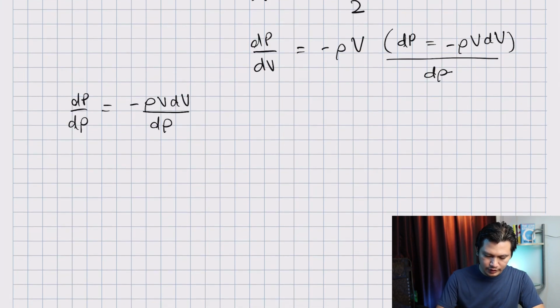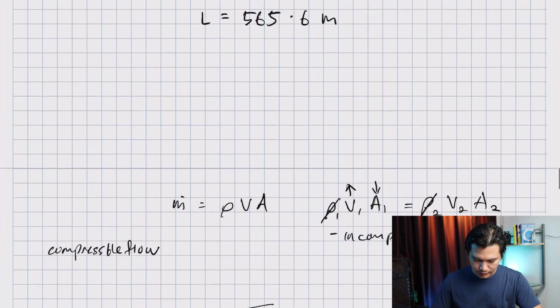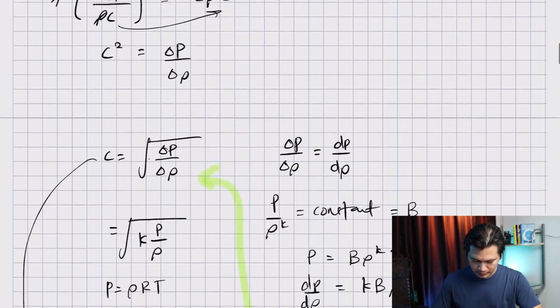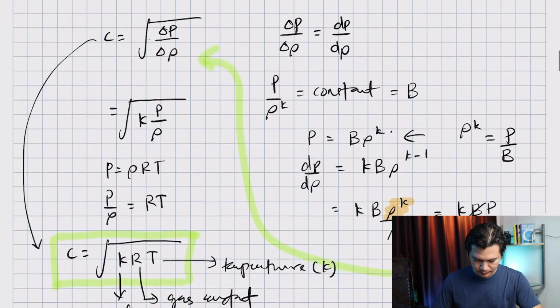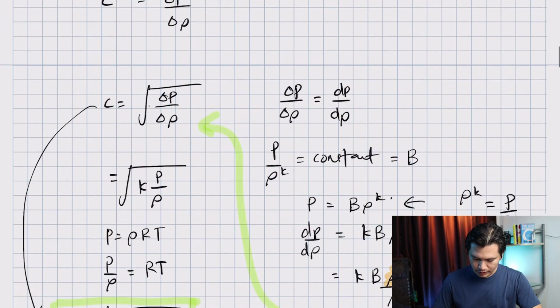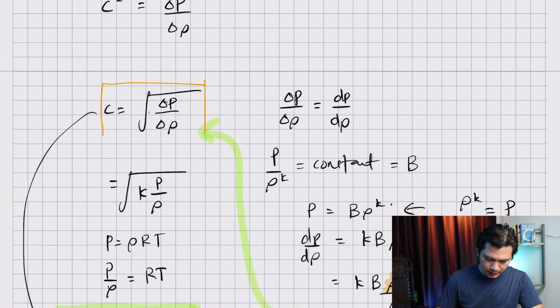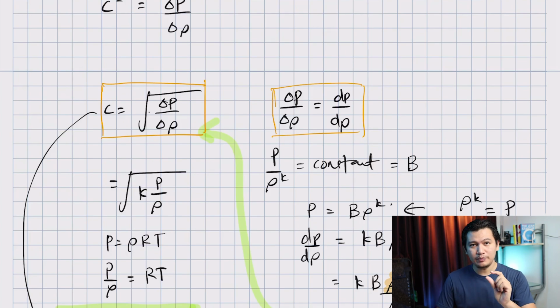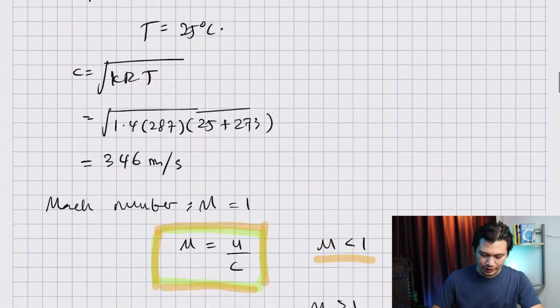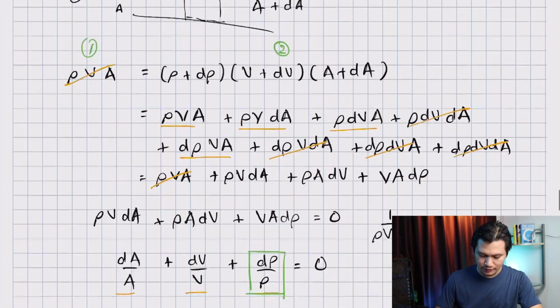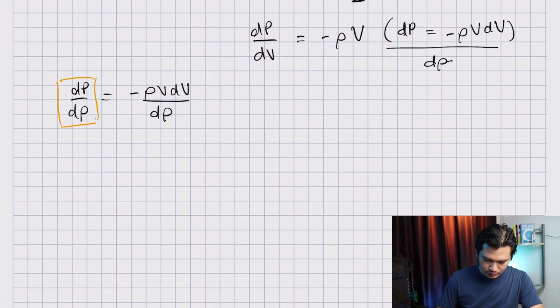Okay, and dP over d rho is actually something that we have found before. Let's take a look where it is. Okay, and if you remember this, C is actually the square root of dP over d rho. So dP over d rho itself is actually C squared. And what is C? C is the speed of sound. Alright, let's write it there. So this will be C squared equal to minus rho over d rho times V dV.